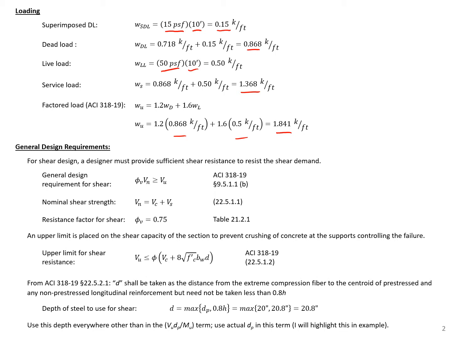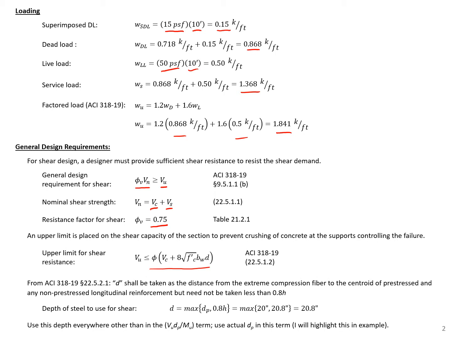So now we're ready to turn to our shear design, and I give us here some general design requirements. In general, we need to make sure that phi Vn is greater than or equal to Vu. Our Vn is going to be a combination of our concrete shear strength and our steel shear strength. And our resistance factor for shear in ACI 318 is going to be 0.75. There's an upper limit as well that we need to make sure we're under. We need to make sure that our Vu is less than phi times Vc plus 8 times the square root of f'c bw d. And this upper limit just makes sure that we don't have crushing of the concrete that controls the failure.